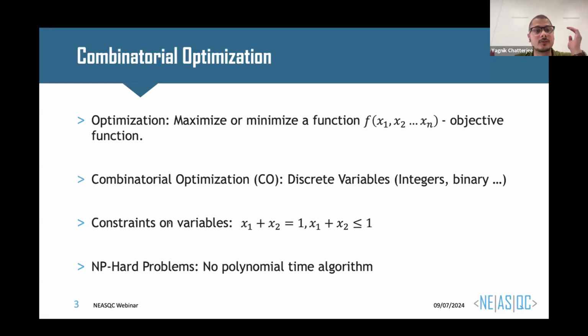So next I'm going to talk about what is optimization. In optimization, simply we have to maximize or minimize a function, any multivariable function having x1 to xn multiple variables. This function we call an objective function. Combinatorial optimization is a specific type of optimization where the variables are discrete, so they are integers. All the problems that I'm going to show here are going to be binary, so 0, 1 or -1, 1, two states. But in general, they can be integer as well.